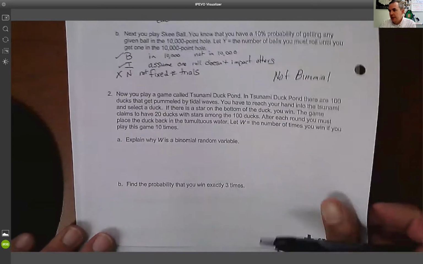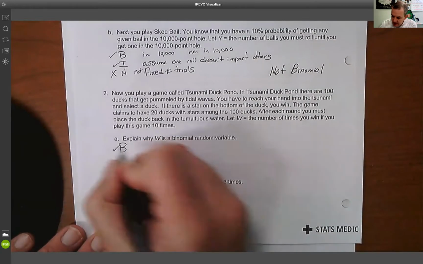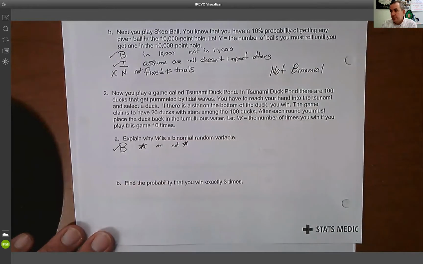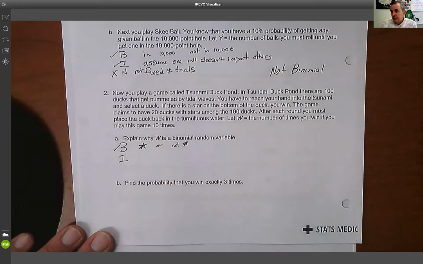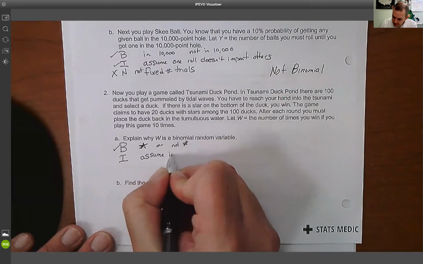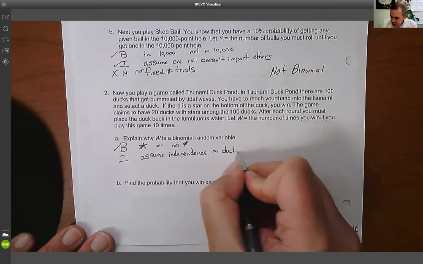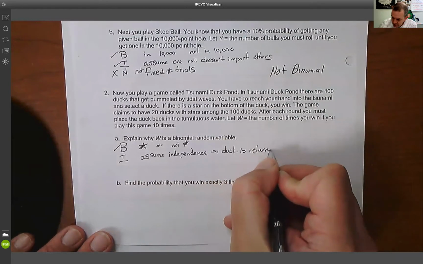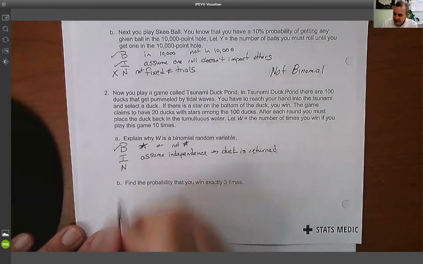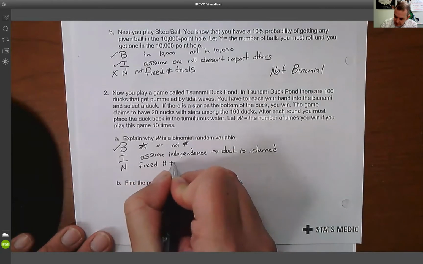So again, let's explain why it's binomial. First reason why it's binomial, binary, yes, because it's either a star or it's not a star. Independent. Well, in this case, we're going to make some assumption of independence there. And the reason we can assume independence there is the duck is returned. We put the duck back in, so me taking one out doesn't change the probability, doesn't have any bearing on it. And fixed number of trials, yep, there's a fixed number of trials.